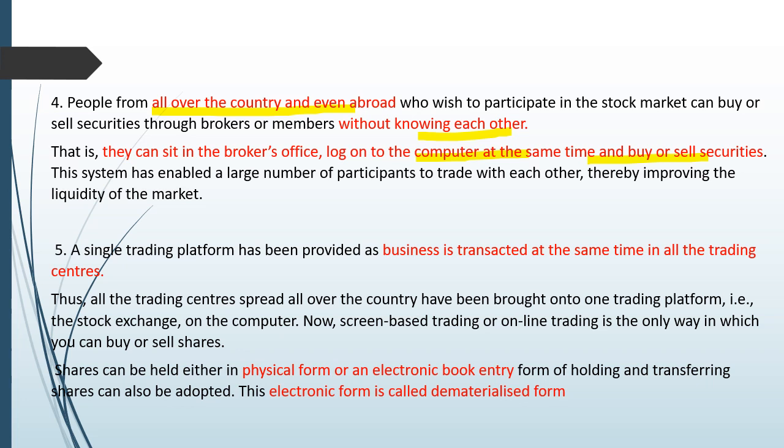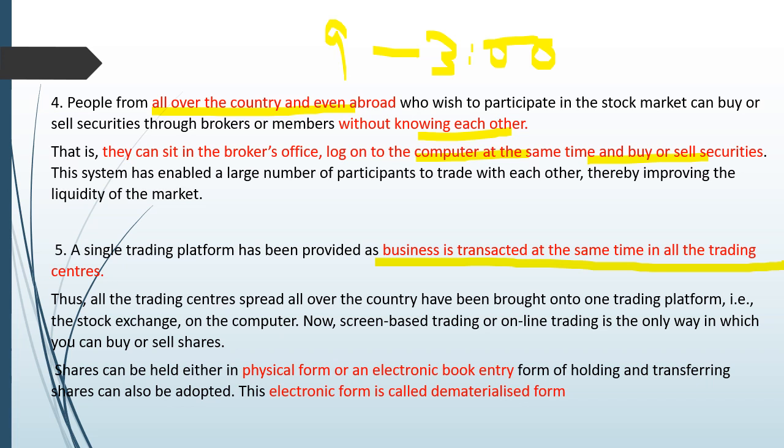The next one: a single trading platform has been provided, as business is transacted at the same time in all the trading centers. So what are they saying? The timing for the working of the stock market is 9 to 3:30. So if you want to buy shares, you need to buy them between this particular time.